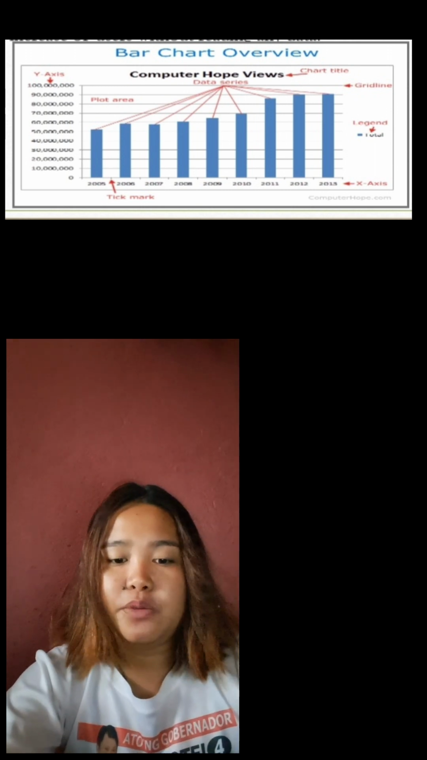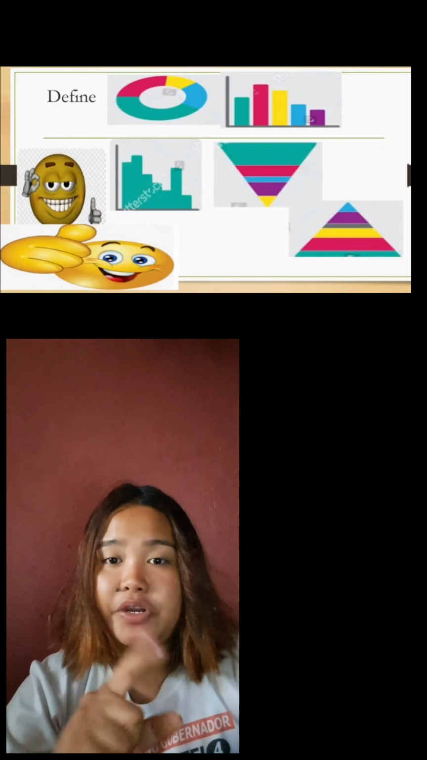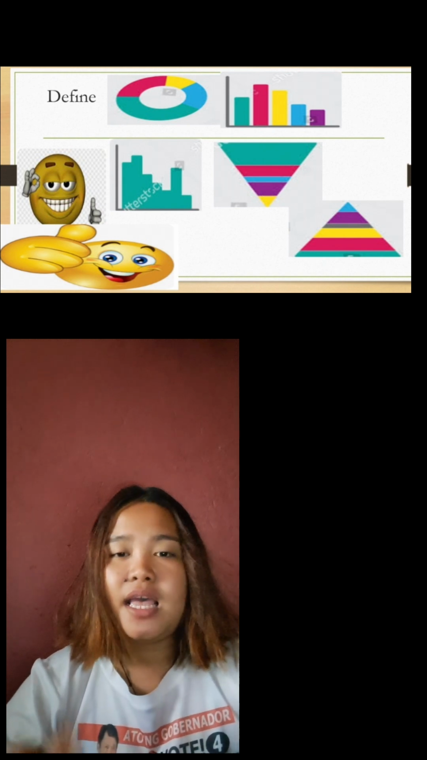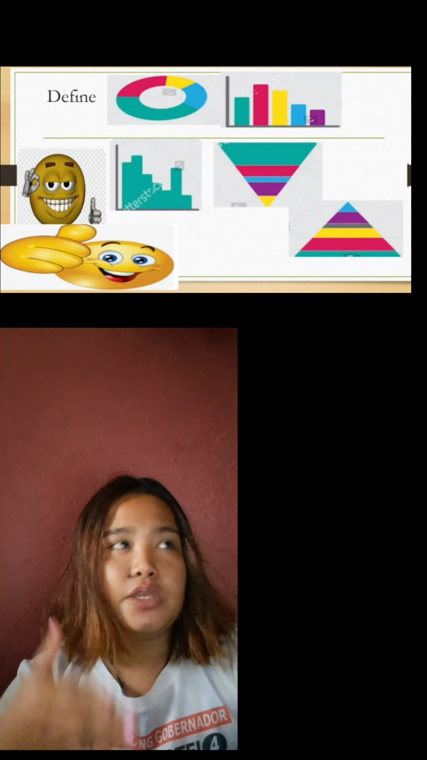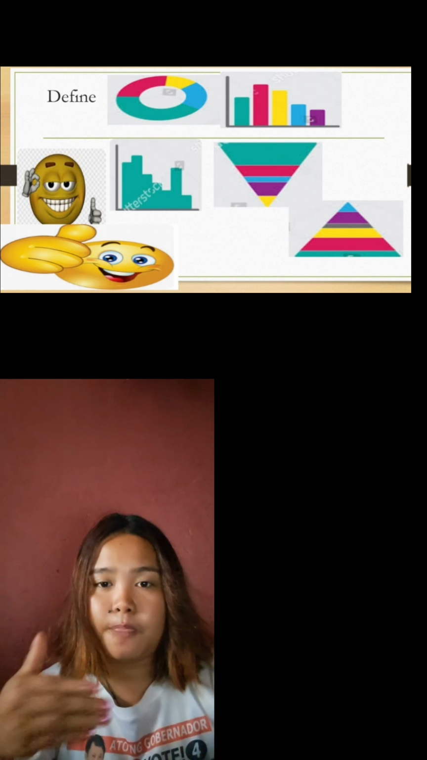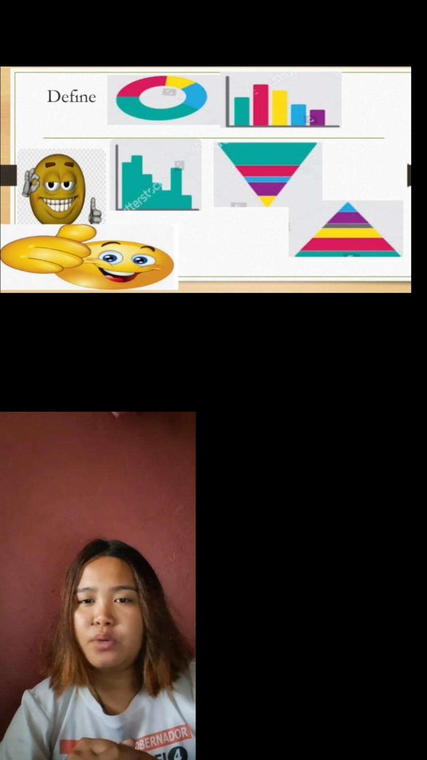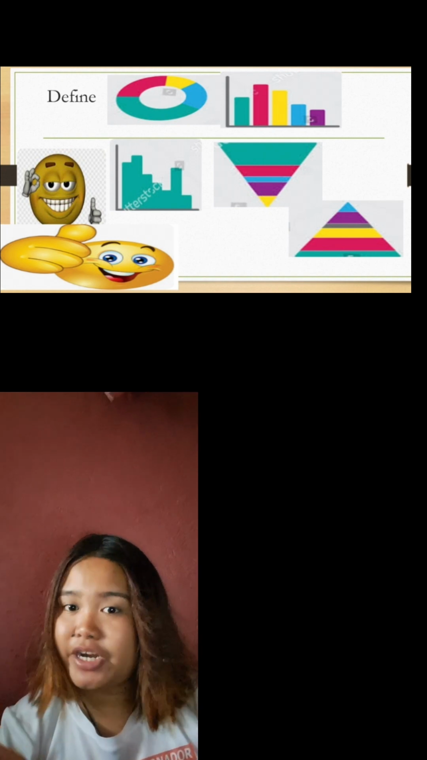So let's proceed. What are graphs? Before I proceed to the graphs, I have some activities here. I provide pictures. What you need to do is identify what kind of chart I display. Picture 1, what kind of chart is this? Yes, it is a donut chart.